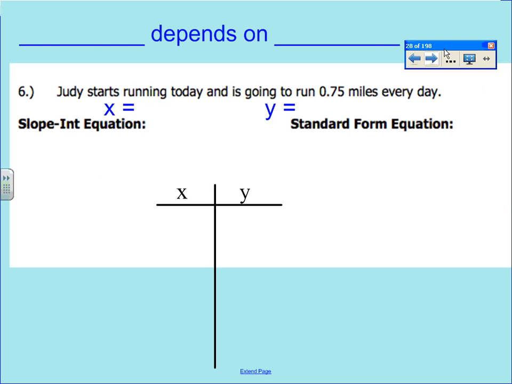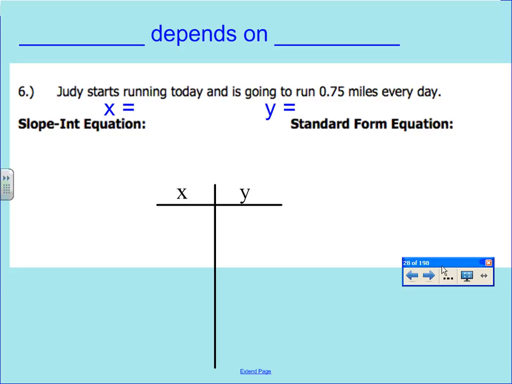Okay, so you're going to try 6, 7, and 8 on your own, okay? Do not worry about the table. So here's what I need you to do. I need you to write down what depends on what, just like I have up here, what depends on what. Write down what x is, what y is. Don't worry about the table.